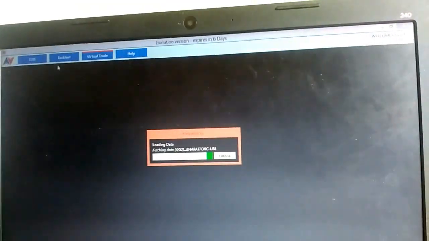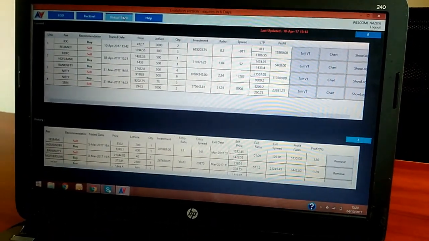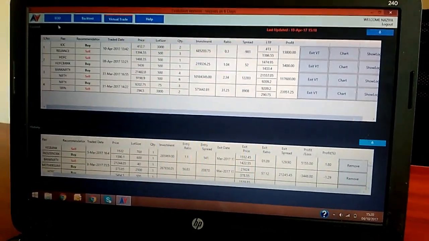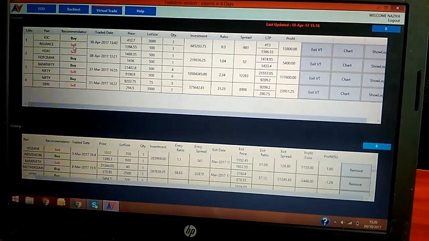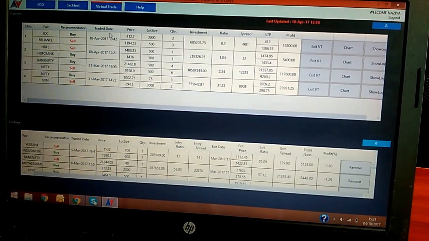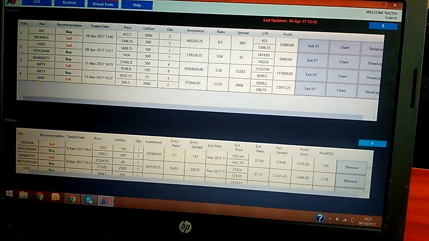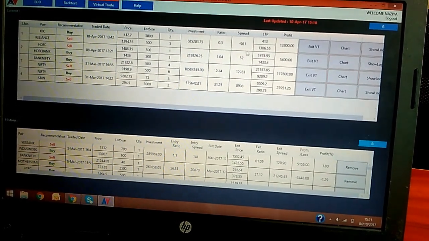Okay, since the data is getting collected, we'll go to the back test. We'll check back test. So when we add any pair to the virtual trades, it will come to here and you can see whenever we are adding, it will come with a date and then the time when we added the pair, the prices of the pair, the lot size, then you have the quantity, then the total investment, and you have the price ratio, price spread, LTP will be coming.